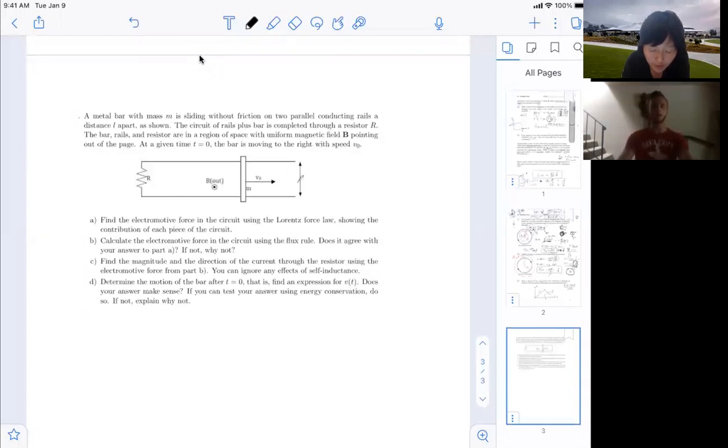The first question: find the electromotive force. Well, it's really just the EMF, right?